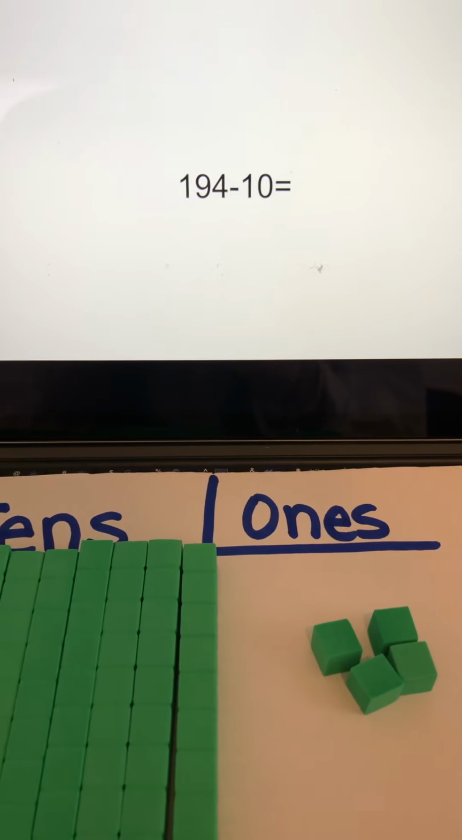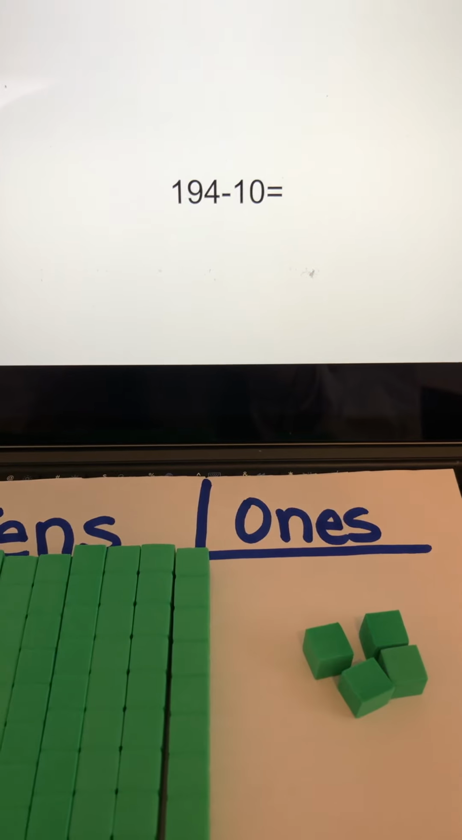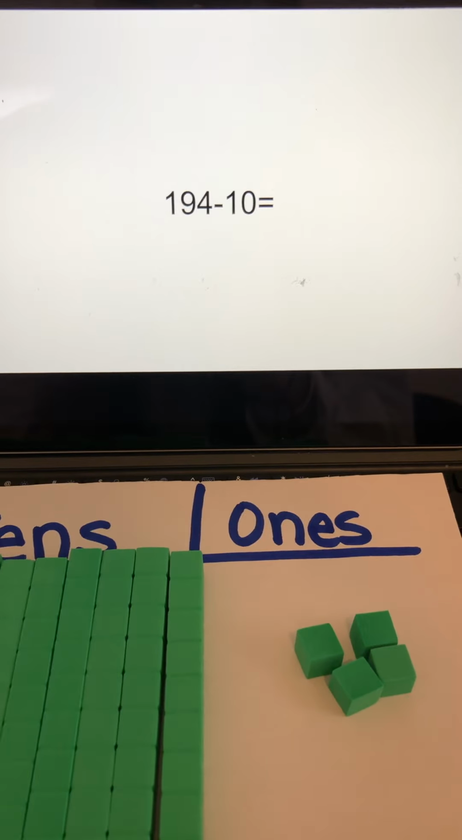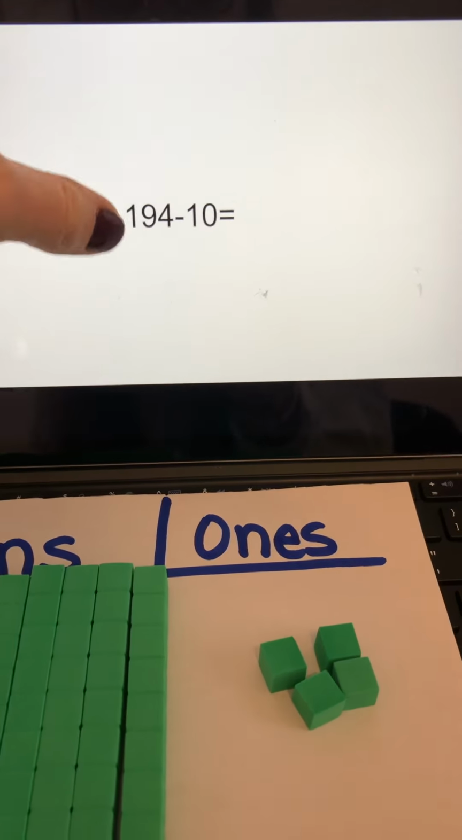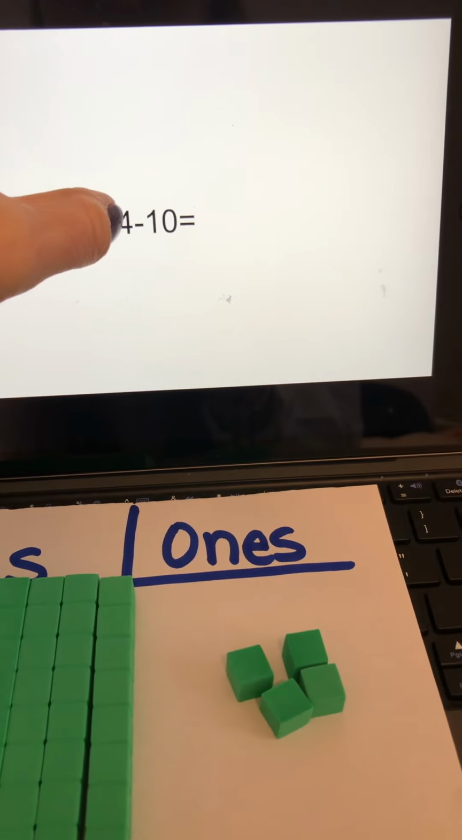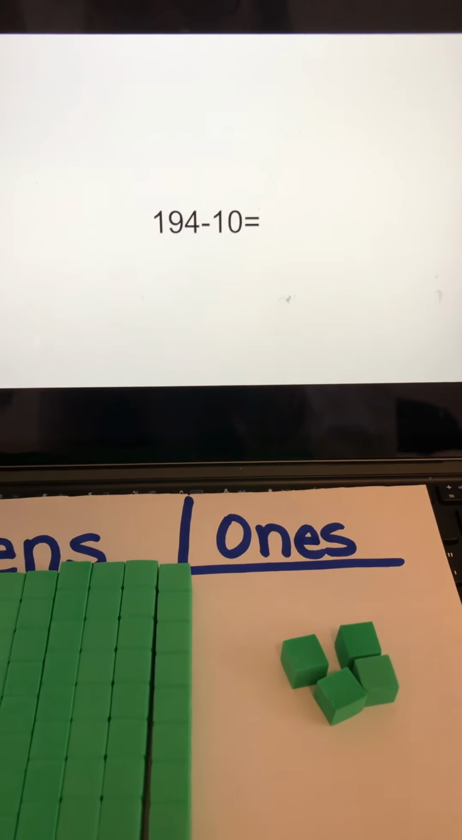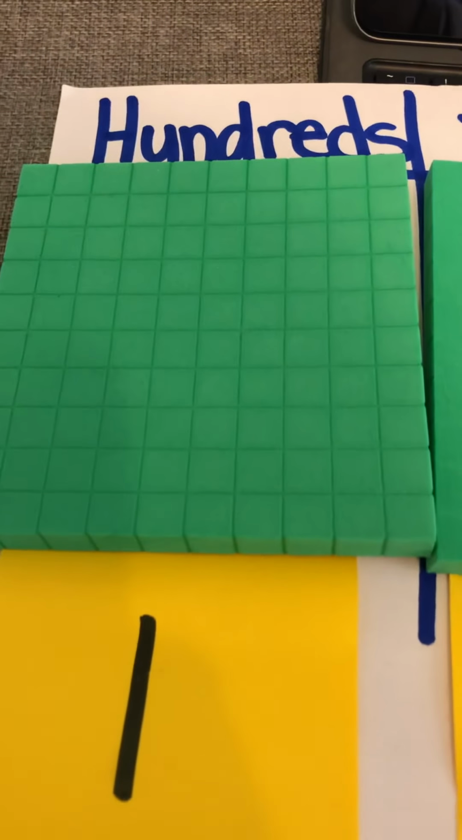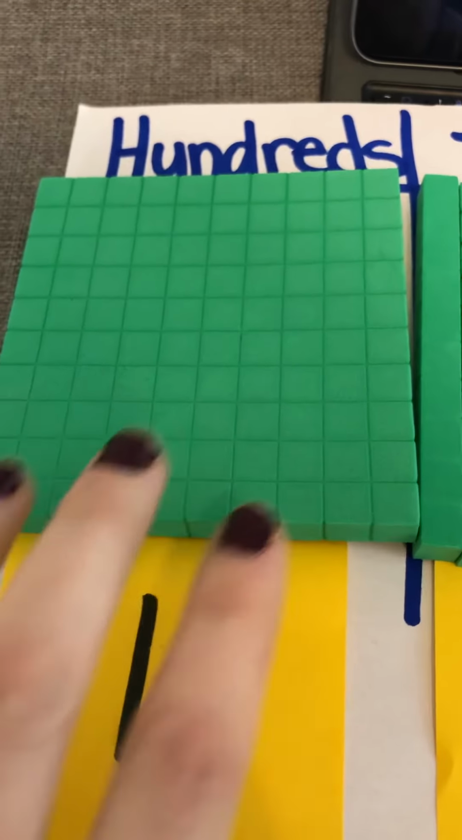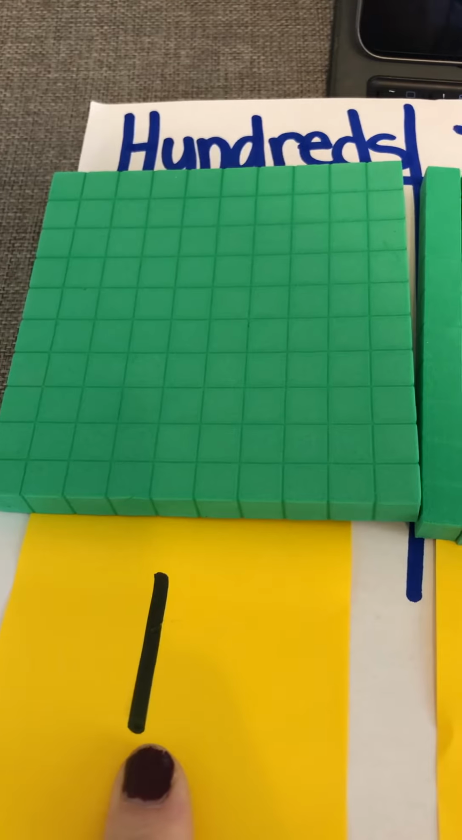Who could tell us, or just shout out, how many hundreds we have? Look at our hundreds place value. We know this is the ones, tens, hundreds. So how many hundreds do we have, everyone? 1. So here's my hundreds block. I have 100.